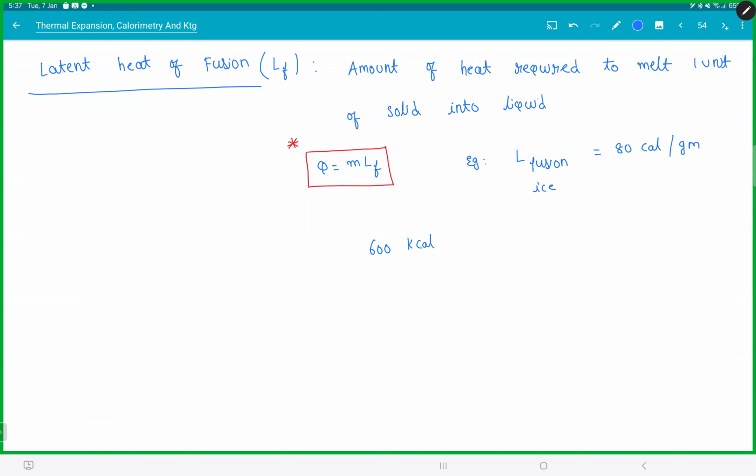Right? So now in order to burn this much, how much ice should you eat? So this is 600 kilocalories. That is 600 into 10 power 3 by 80. 0 goes off. This is 2, this is 15. That's around 7.5 into 10 power 3 grams. So 7.5 kgs of ice. So if you want to burn those 500 to 600 calories, you need to eat around 7.5 kgs of ice. A very bad idea.